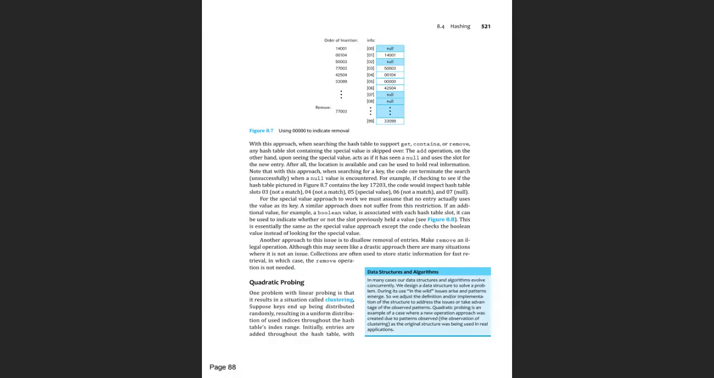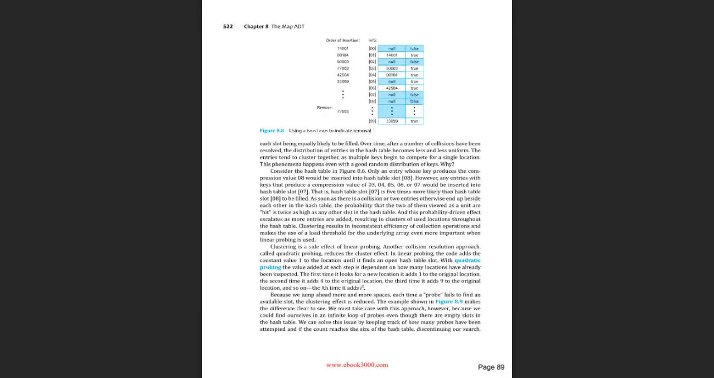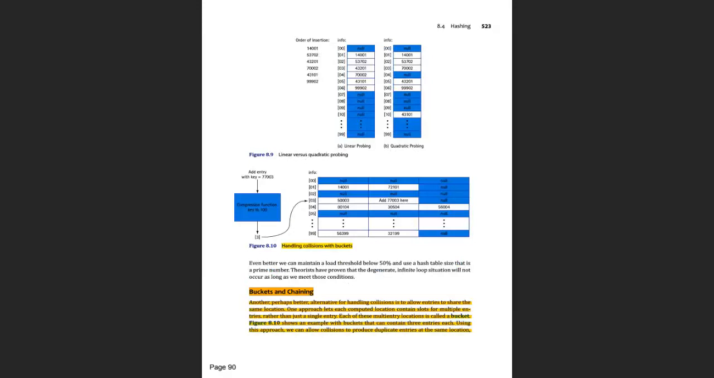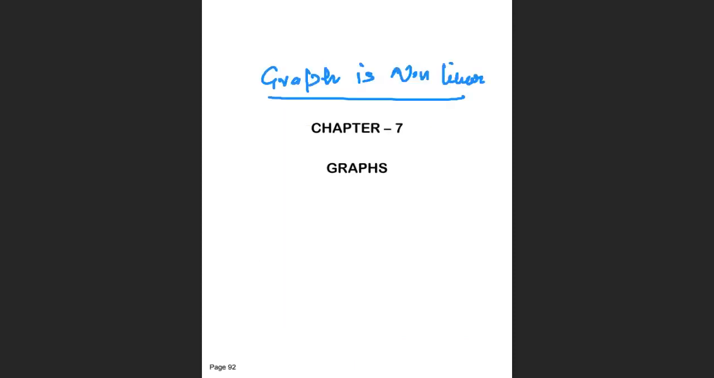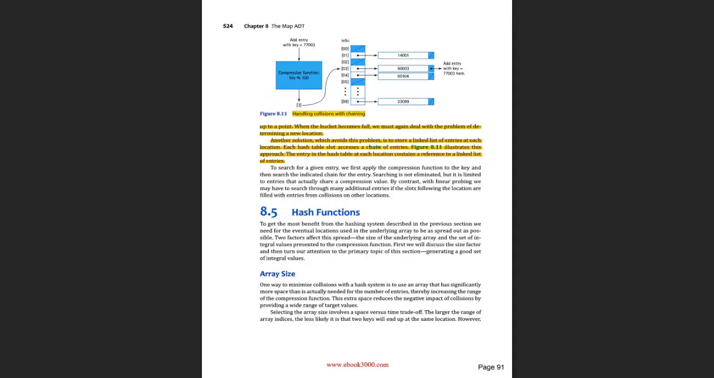These are the things we have here. See this one, quadratic, which I was telling you about. You have to study this one. And then one more important thing, that is chaining. I will explain one by one, don't worry. Bucket and chaining, you must remember this method. If you do it like this, it is easy for you: you make a chain. You just have to remember this. And then the hash function.